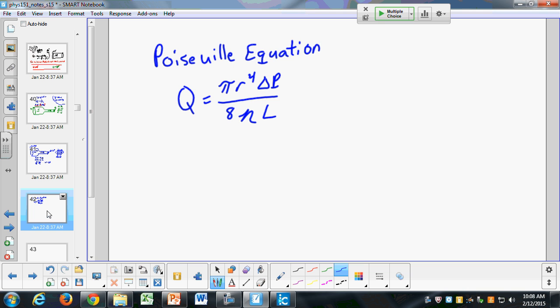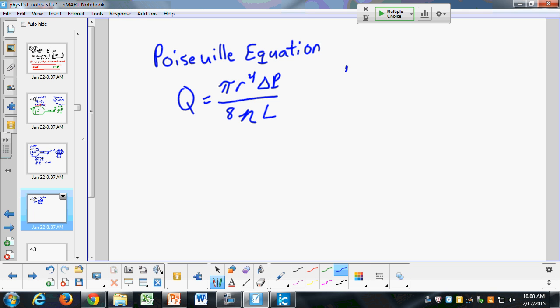We're just really going to be focused on the relationships between these variables. So if you do something to one variable, what happens to the flow rate, for example? If I increase the radius of the tube in which it's flowing, keeping everything else the same, then the flow rate will increase, right? Where r is the radius.